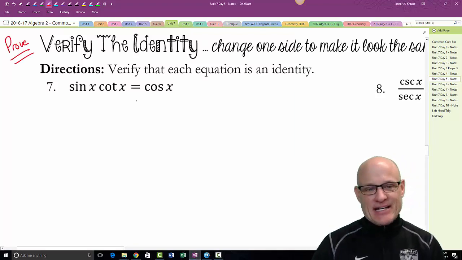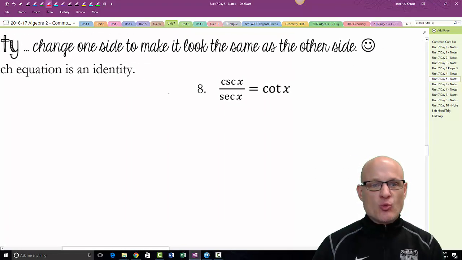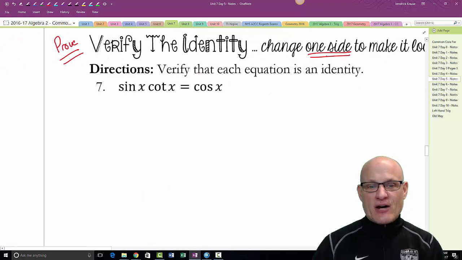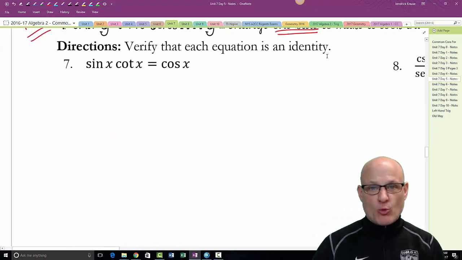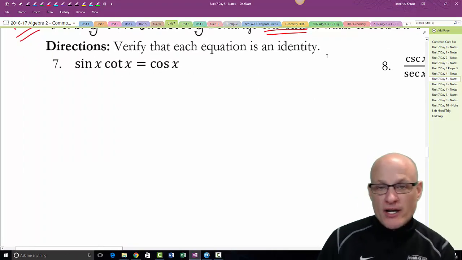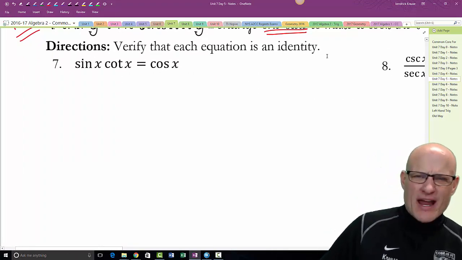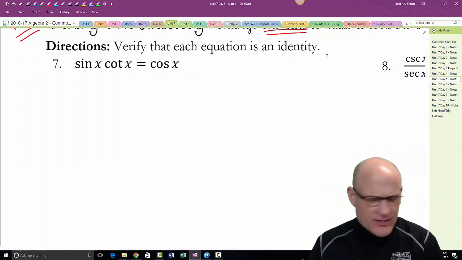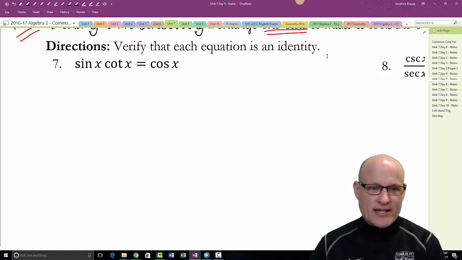Prove the identity that sine cotangent equals cosine. In order to do that, you'll notice what I said here. Change one side and only one side to make it look like the other side. So you're only allowed to use or manipulate one side. So what you want to do often is just grab the more complicated side. Whichever of the two sides is more complicated, use that side.